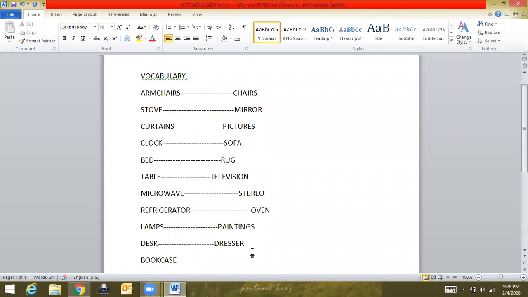And then we have bookcase. Yes. What's the meaning of bookcase? Librera. Very good. Okay, vamos todos a practicarlo.